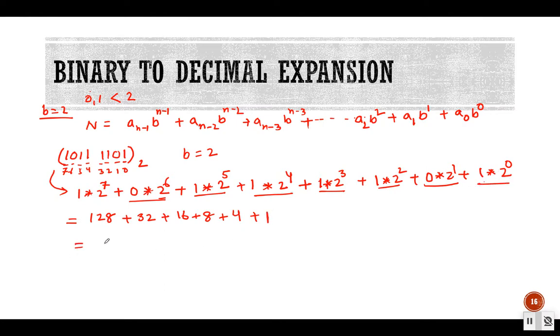Okay, so finally it should give me 189. All right, and that's actually in base 10. You can write it with base 10, or you can just write 189, because the default base we use is base 10. So if we do not include the base in the number, that means this is a decimal number.